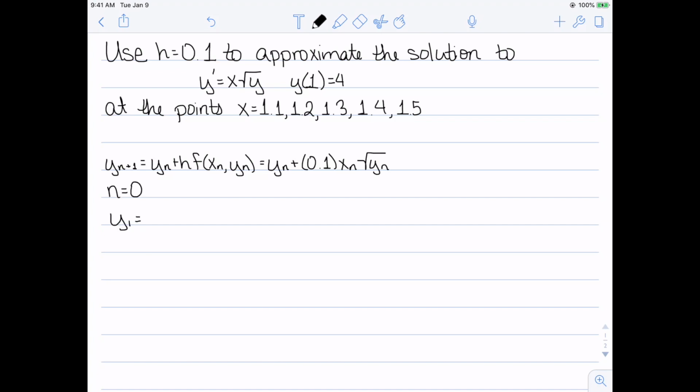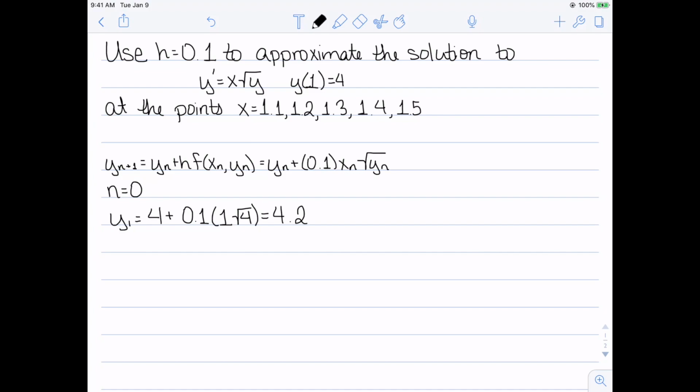So y of 0 plus 1, so y of 1. That would be the first thing we want. That's y of n, or y of 0, which in this case is just 4. That's given to us in the initial value problem. We then need to add 0.1 times x sub n square root of y sub n. So x0 and y0 are coming from the initial value problem, 1 and 4. So I have that y1 is equal to 4 plus 0.1 times 1 square root of 4, which gives me 4.2. So if x is equal to 1.1, y1 would be equal to 4.2.